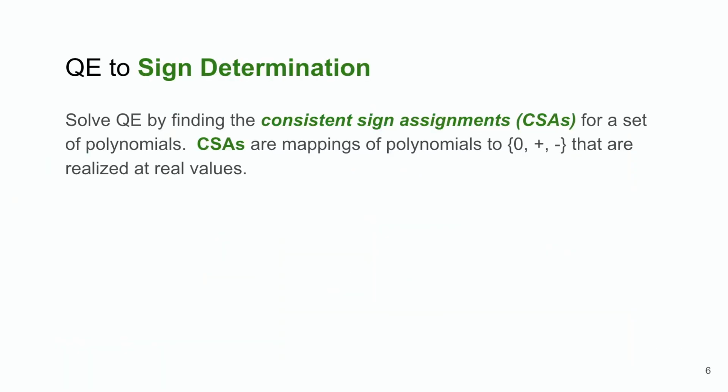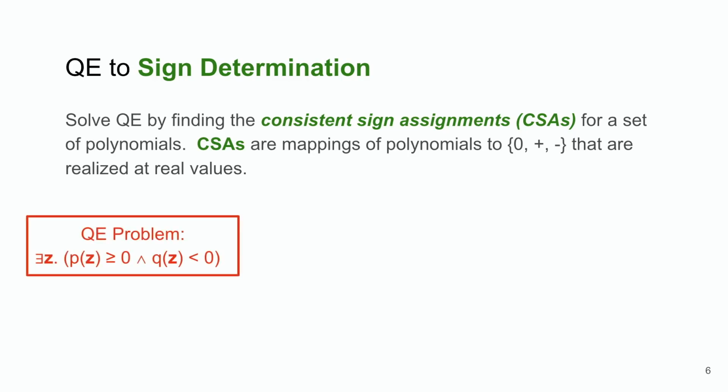All right. Now that I've told you a little bit about where my work fits in context, let me tell you about the actual algorithm that we formalize. The Ben-Or, Kozen, and Reif algorithm and Tarski's quantifier elimination algorithm both transform the quantifier elimination problem into a sign determination problem. We're going to look at a set of polynomials and try to find their consistent sign assignments. A sign assignment is a mapping of polynomials to the 3 possible signs, positive, negative, 0, and it's called consistent if it's actually realized at some real value.